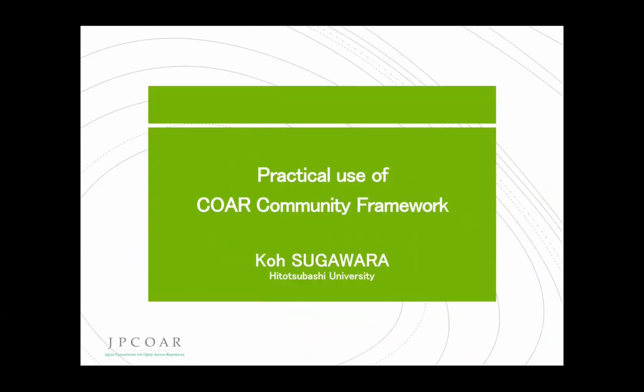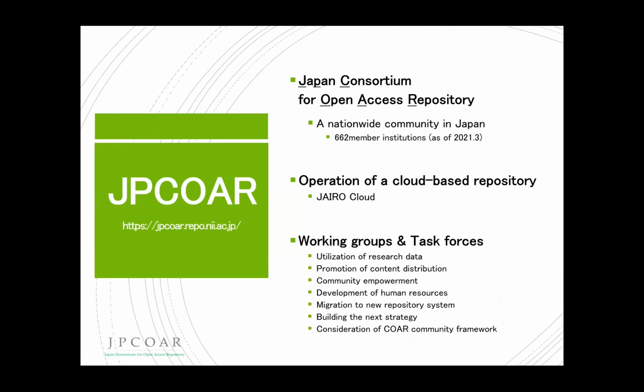I'm Ko Sugawara. I work at the Hitotsubashi University Library in Tokyo. Today, I'd like to introduce some Japanese activities related to the COAR community framework. First of all, let me introduce the situation regarding open access in our country. In Japan, there is a community called JPCOAR, which promotes the openness of research results. There are 662 universities and research institutes participating in this community.